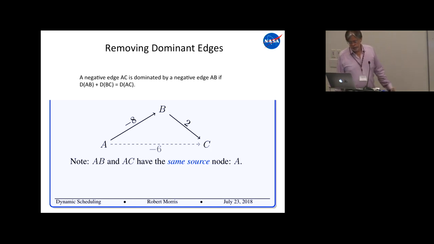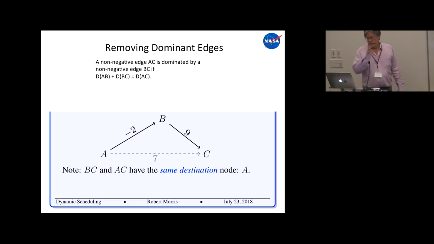So for removing dominated edges, there are two rules. A negative edge AC is dominated by a negative edge AB if the distance DAB plus the distance BC is equal to the distance of AC. Here, the constraint is that AB and AC have the same source node. You can remove the edge between A and C. And symmetrically, if you have a non-negative edge AC, it's dominated by another non-negative edge BC if AB plus BC is the same as AC. Here we have the same destination node, C. That's a typo.